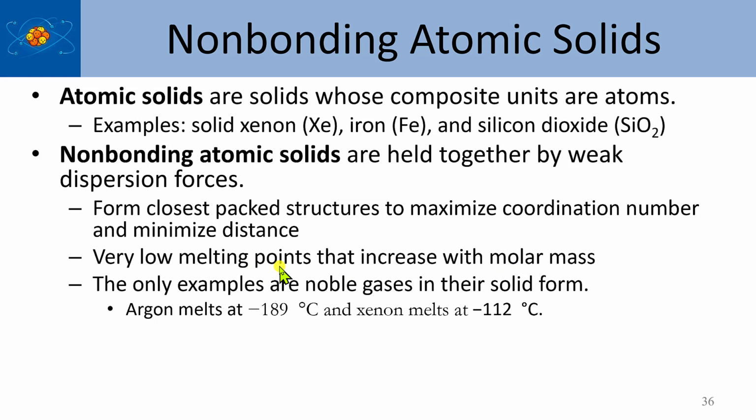And like we studied before, as you increase the strength of the dispersion force, you can increase the melting point of the solid. So argon melts at minus 189 degrees Celsius, and xenon melts at negative 112 degrees Celsius. So a little bit higher. I mean, both of these are really cold, but remember, argon is on the periodic table smaller, or at a higher period, than xenon.